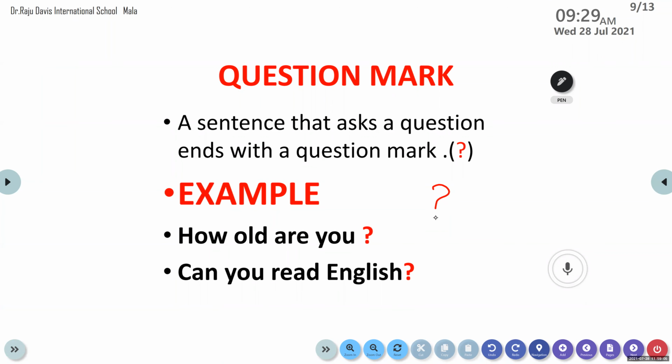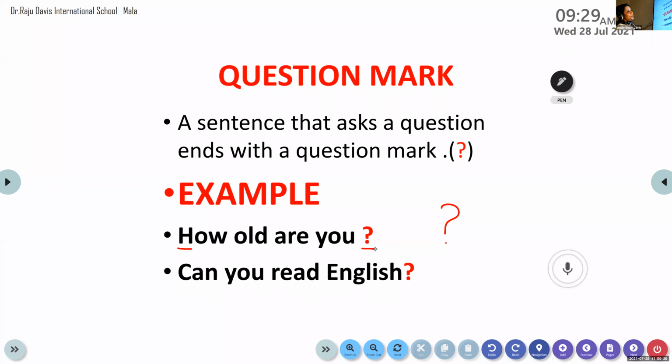Okay, so when we write a sentence, when we ask a question, we have to end the sentence using a question mark. Full stop is just a dot, but question mark, this is the way we put a question mark. Okay, so we begin a sentence with a capital letter, and if the sentence asks a question, don't forget to place a question mark at the end of the sentence. Okay?